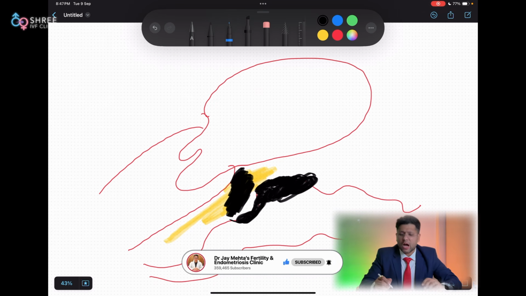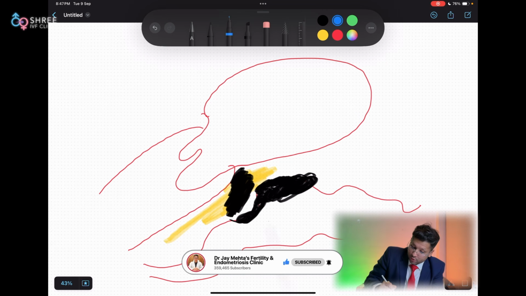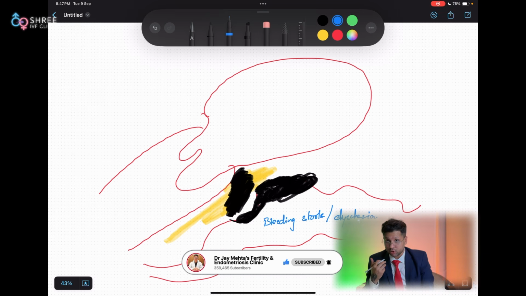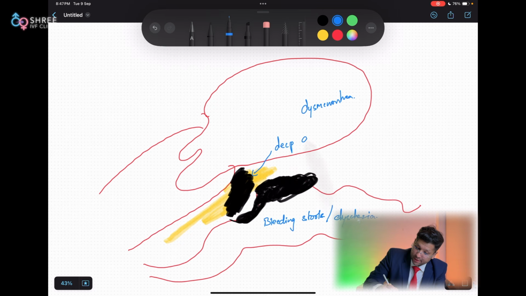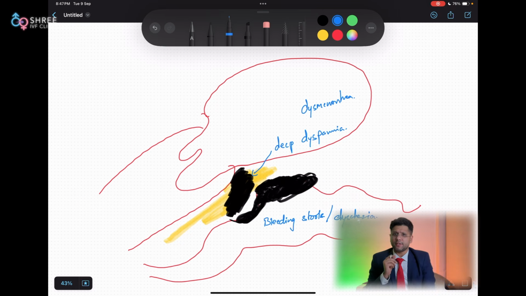Also remember one thing, how do you diagnose this? Is it going to be simply diagnosed because you are going to have bleeding during menses while passing stools? The answer is no. Is it because you are going to have dyschezia, that is pain while passing stools? The probable answer is no, because majority of the patients still complain of dysmenorrhea, that's painful periods, and because it is located here, this is the place where a lot of patients also complain of something called as deep dyspareunia. These are your presenting symptoms.